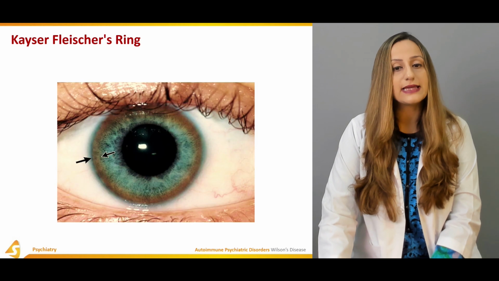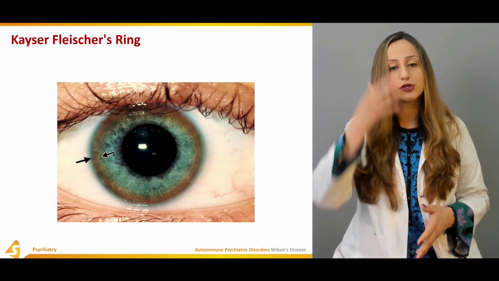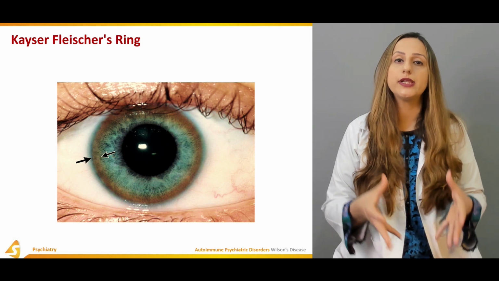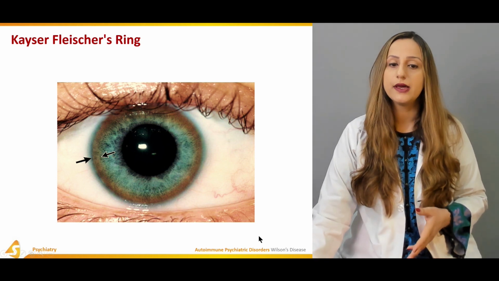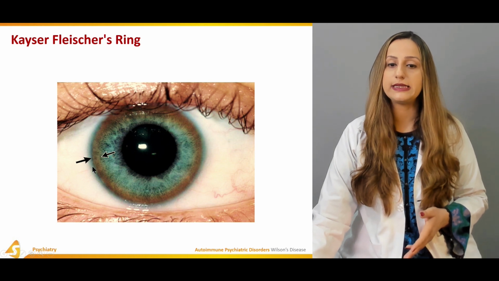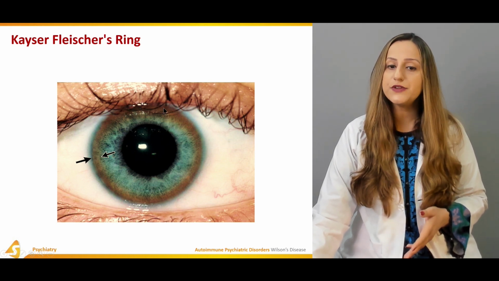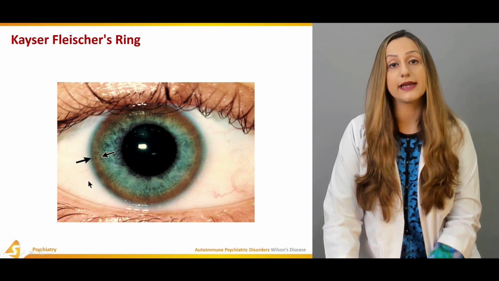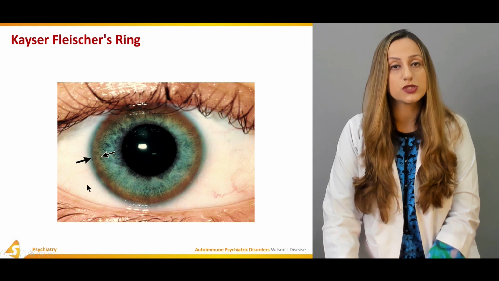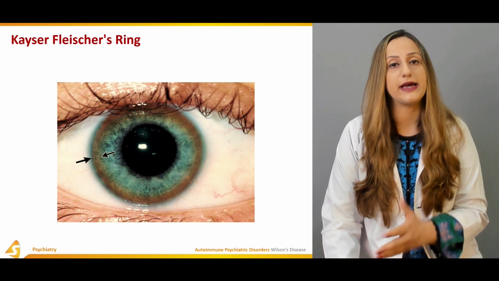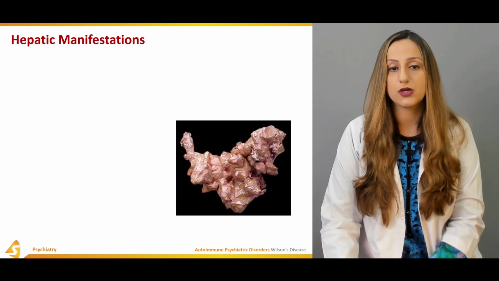The Kayser-Fleischer ring that we were already focusing upon is basically due to the deposition of copper in the outer layers of the corneal region, and that manifests as a yellowish discoloration in the peripheries of the cornea. So that is diagnosed when you examine the eyes of the patient, and you can observe these Kayser-Fleischer rings quite commonly.